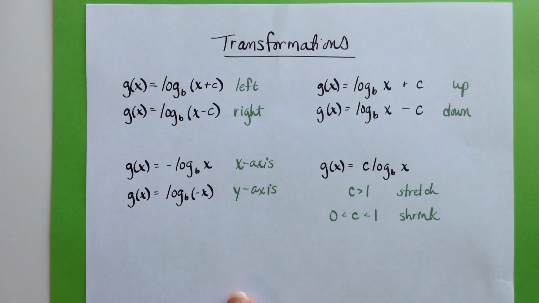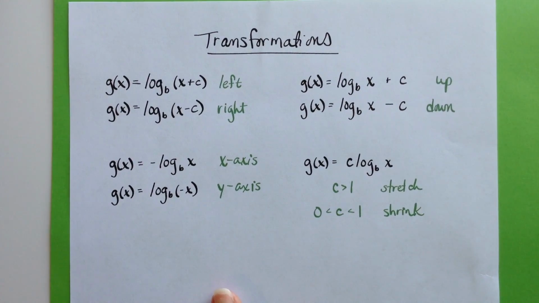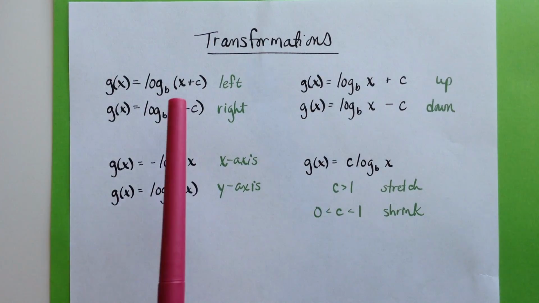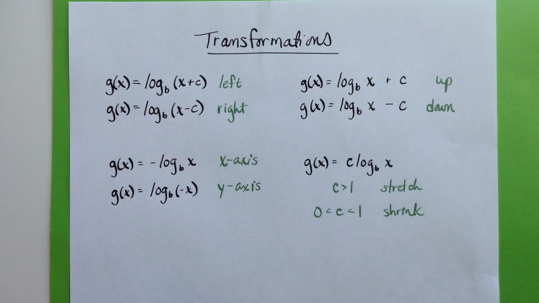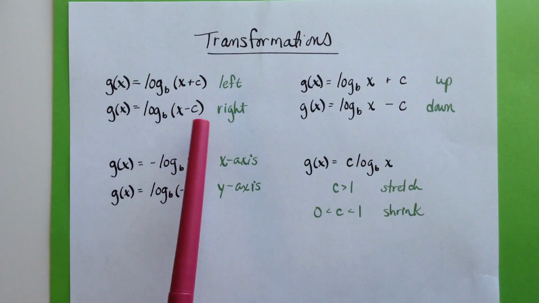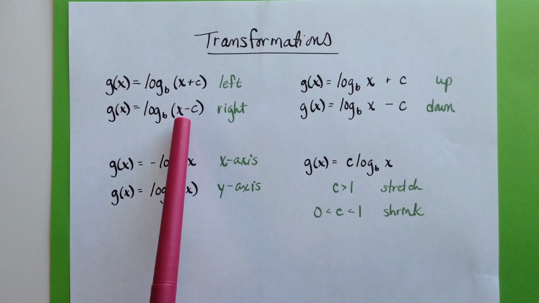Okay, now we have transformation rules for these graphs. Same rules that we've already had, but I did write them so that you'll see exactly what they look like with a log. Now, when you have the horizontal shift, remember the left or the right, the number that's added or subtracted has to be inside the function. So to be inside a log function, it's going to have to be in the argument.